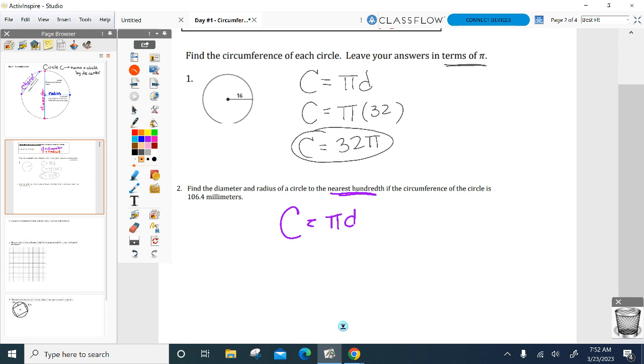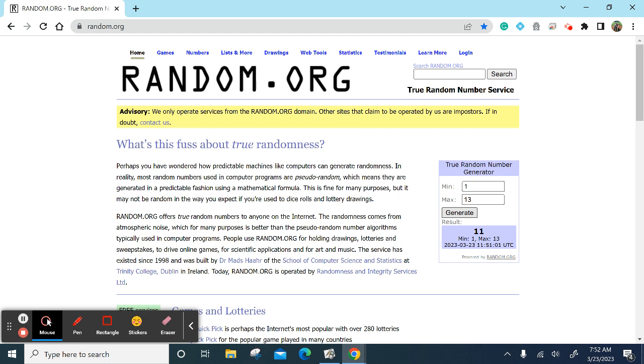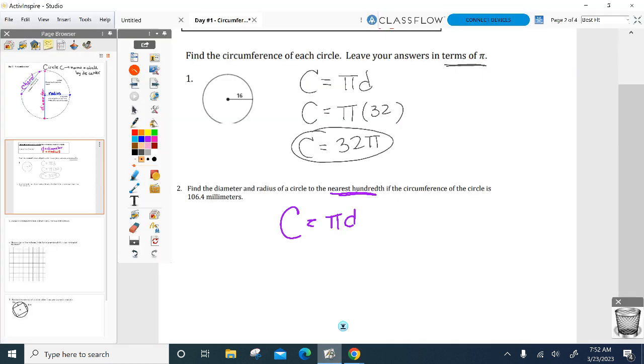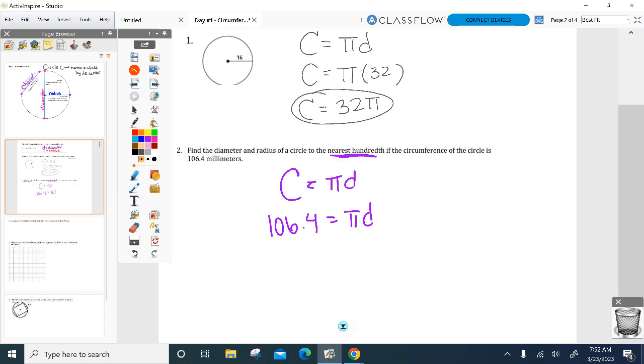But now, where's that 106.4 going to get plugged in? Yep, circumference. So everyone, here you go. 106.4 equals pi d. It's asking me to solve for the diameter and radius, so let's do diameter first. Use your algebra. How do I get the pi out of there? Divide by pi. So I'm going to divide both sides by pi.